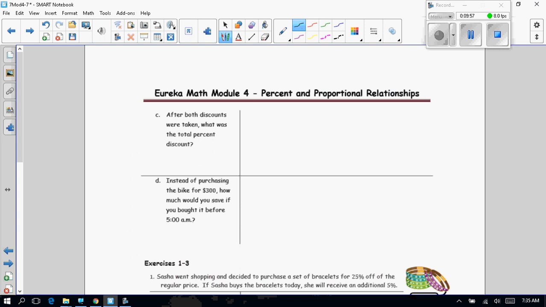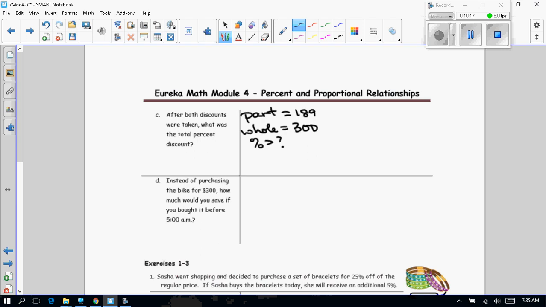So we're going to backtrack a little bit. We're going to go back to where we talk about the part and the whole. We have our part that's $189, how much we're going to end up actually paying. The whole was $300, and the percent is our unknown. So we're reviewing back to the last few lessons.